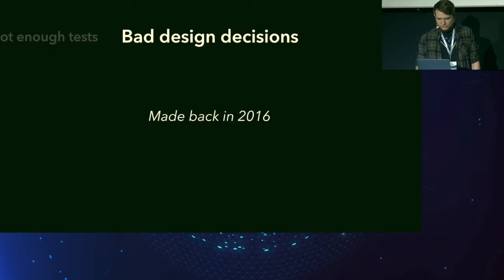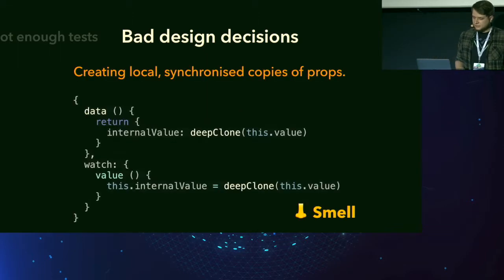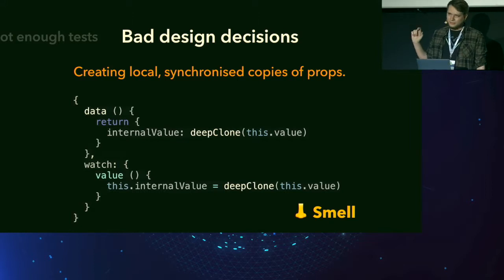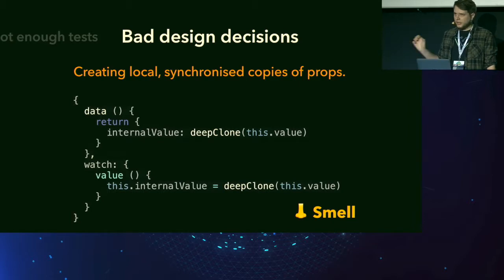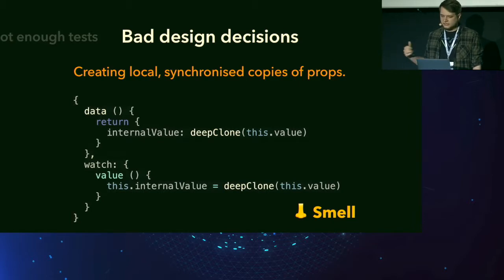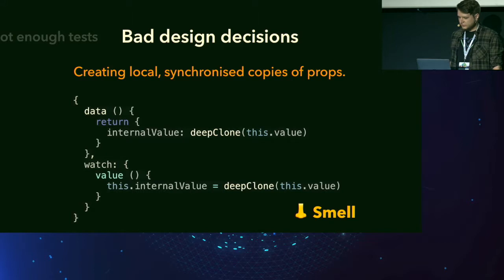But, design decisions. I made those back in 2016, when I was still just getting into Vue. The biggest mistake I made was that I created some local copies. I think it should be quite obvious at this time that you shouldn't be cloning and removing the reference to an object or whatever, because it introduces so many problems later.